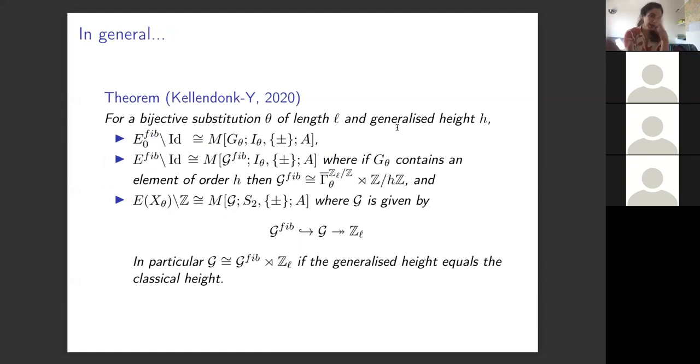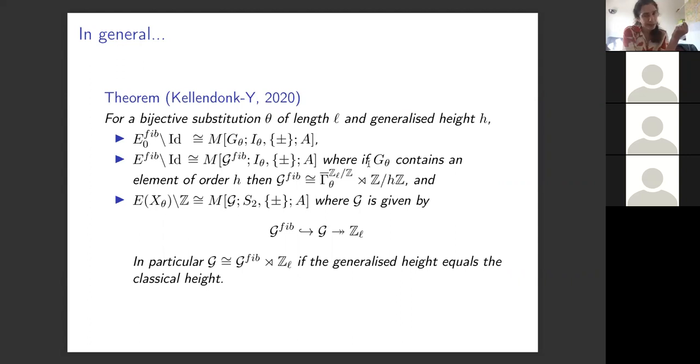Okay. So to finish off our algebraic description, what happens if you have generalized height? Well, generalized height H, it's not as beautiful as the trivial height case, because we don't always get an explicit description. But the E fib, the fibered semigroup restricted to the fixed points, is exactly as it was before. And it's the structure group G theta, which is there. We can have an explicit matrix semigroup for the fibered Ellis semigroup without the identity.